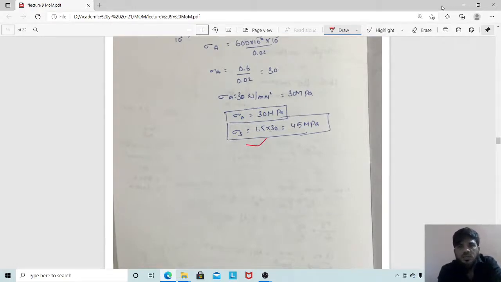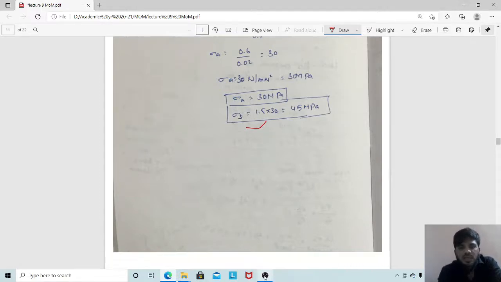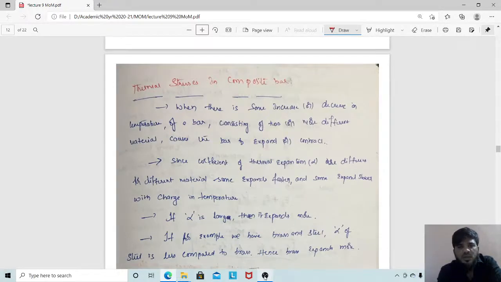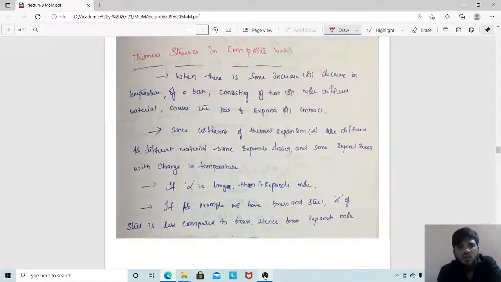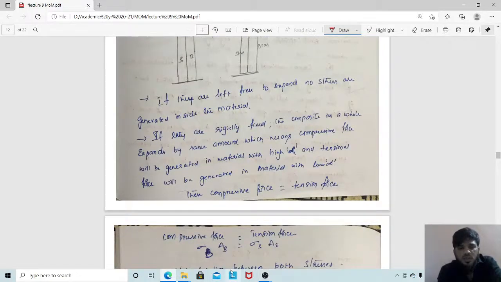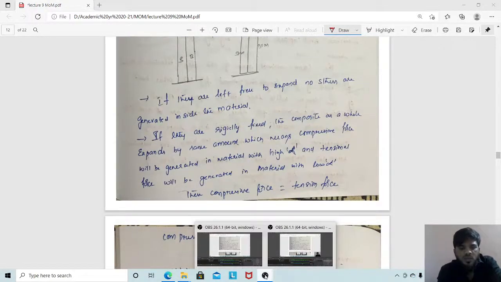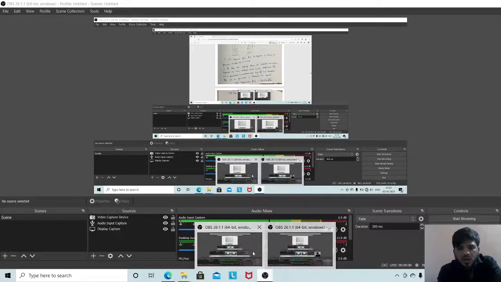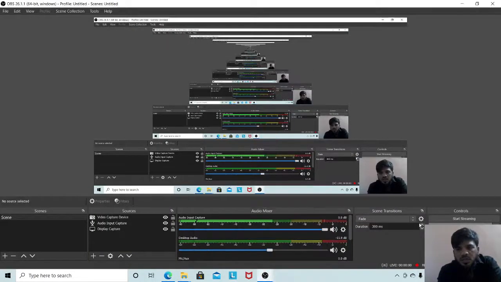Clear? So with this we can stop today's lecture. In the next lecture we will be discussing further topics like superposition and thermal stresses in composite bars, as well as the superposition conditions. First unit is a very big unit, so you have to have some patience with this. After that we will continue with our first unit. Okay.